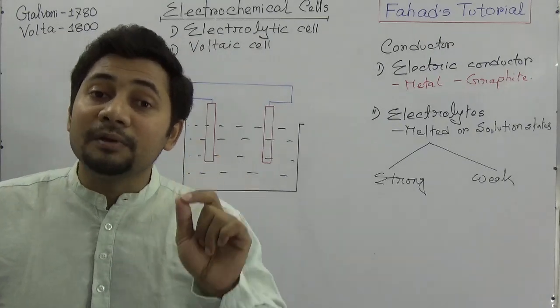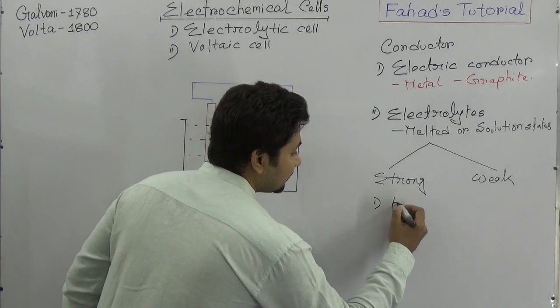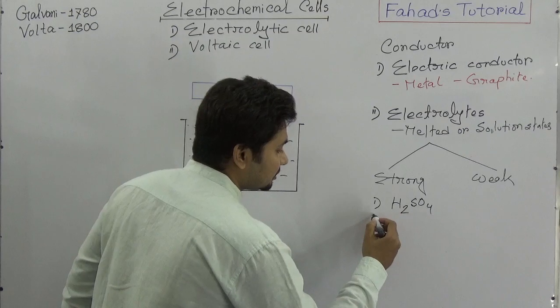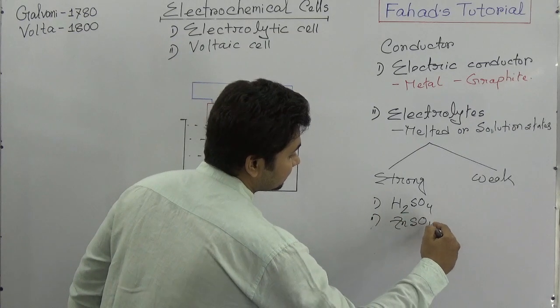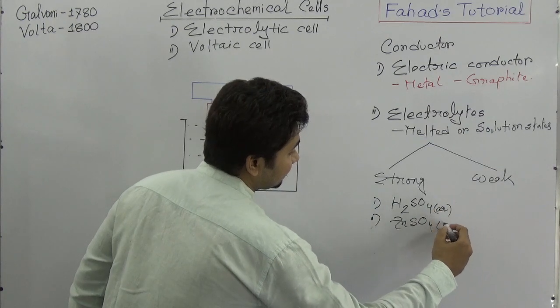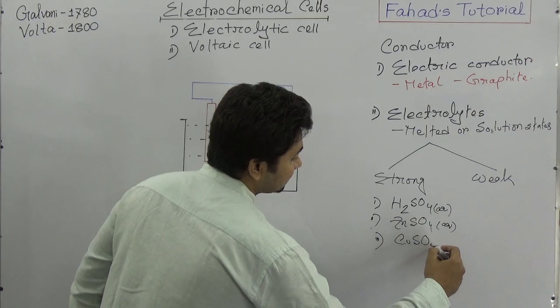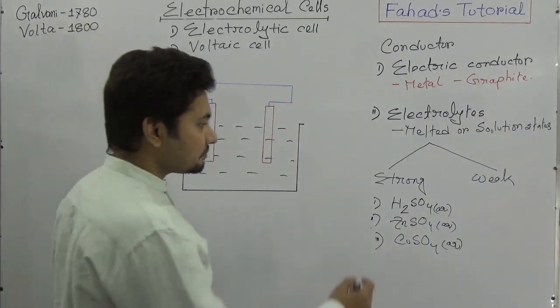They are the weak electrolytes. So what are the strong electrolytes? We can say number one, sulfuric acid, strong electrolyte. Number two is zinc sulfate, a strong electrolyte, but it should be in aqueous form, or even copper sulfate.